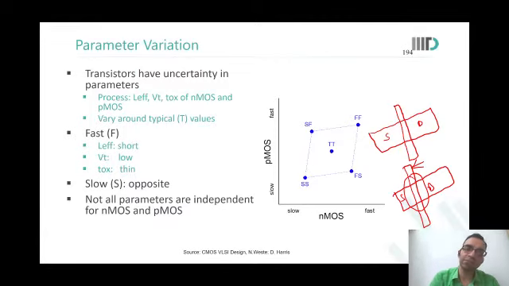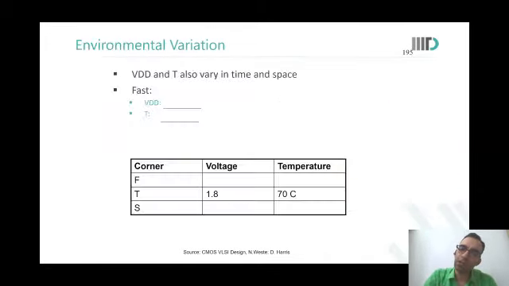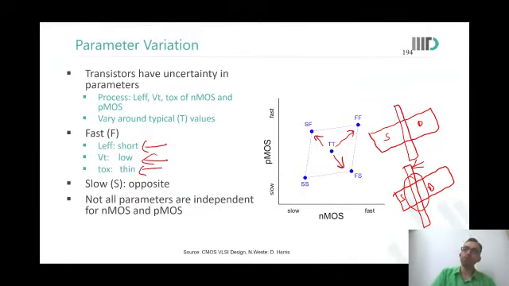While things like L effective and TOX are correlated for both NMOS and PMOS, dopant implant is independent, for example. So it can happen that you get a fast lot, where just by chance both NMOS and PMOS moved towards the fast direction. But you can also come to SS and FS lots, where NMOS moves to one side and PMOS moves to the other. Is that part clear?